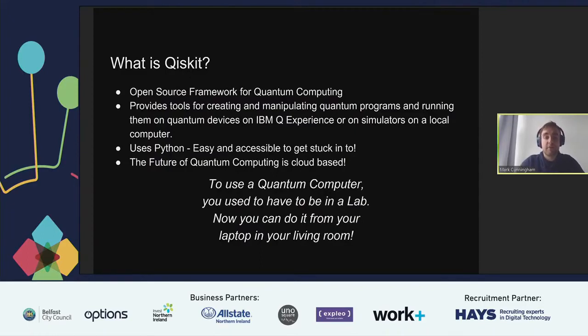And basically, what I find extremely interesting and very important, the theme of this week altogether, is cloud computing. And for me, the future of quantum computing is cloud-based. You used to have to be in a real physics lab to be able to use a quantum computer, but now you're able to use it from your own living room on your laptop, which I think is absolutely incredible. Science fiction levels of incredible.